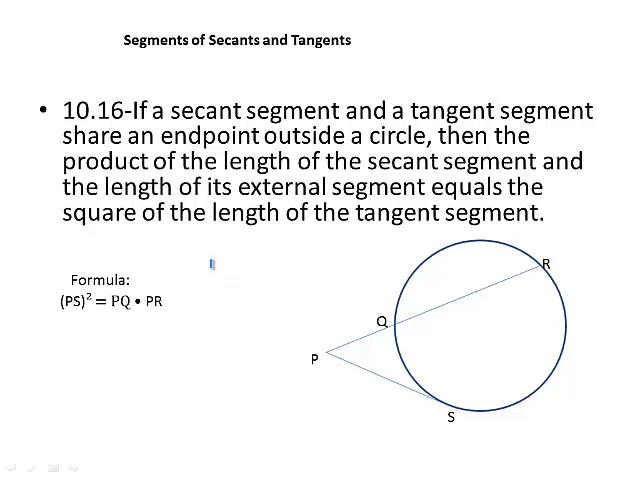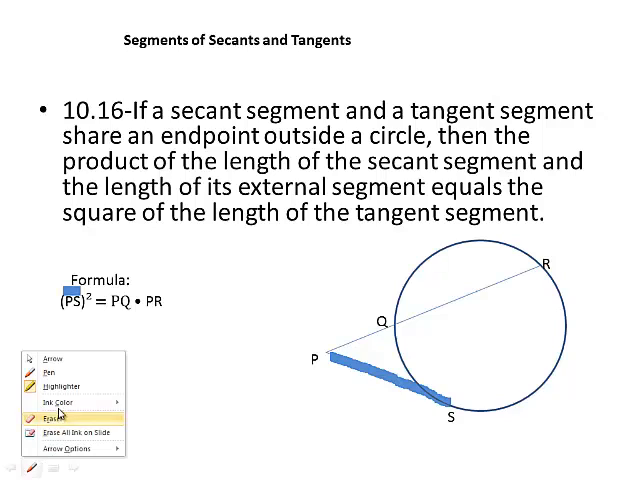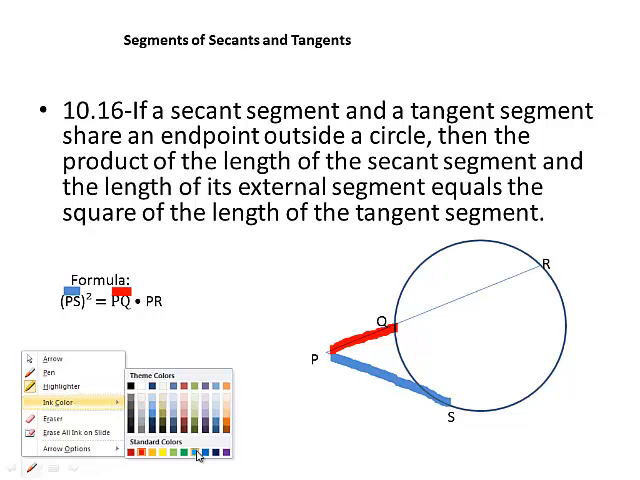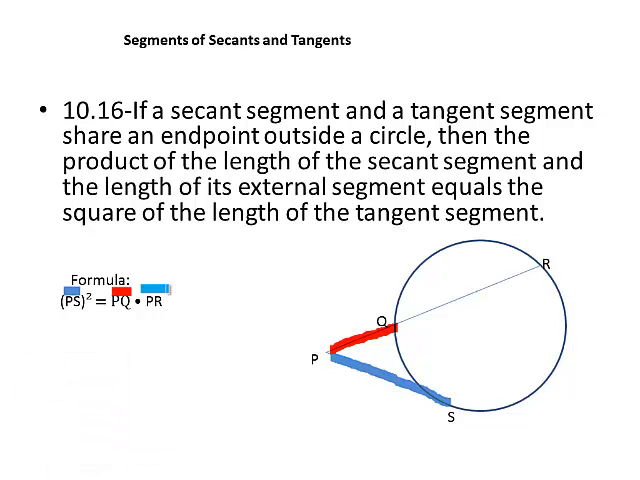So here's your formula. You have your external segment, which is your tangent segment here, which is PS's length. You square whatever that value is. And again, be aware if it is a binomial, you have to use the FOIL or double distributive property. For the secant segment, you have the external segment here, which is PQ. So we got PQ's length here. Then we got PR's length, which is the entire length of the secant. So whatever that value is, you fill in the numbers, solve for your unknowns.